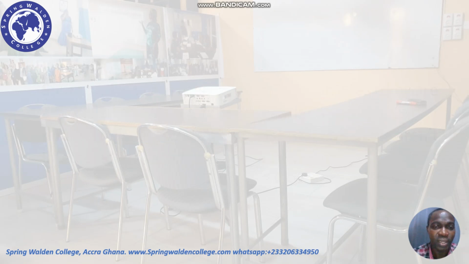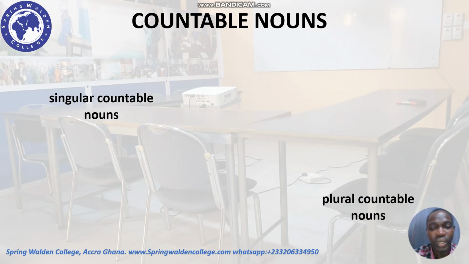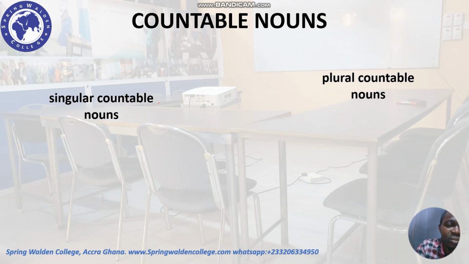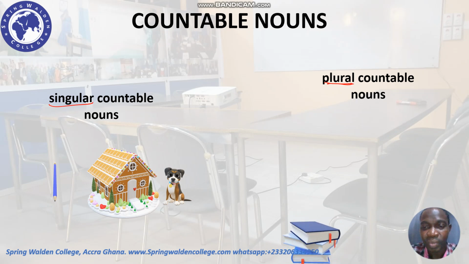Okay, let's look at it here. Now, countable nouns, they are nouns that we can count. So we have a singular countable noun, which means it is only represented by one item. So one house, one pencil, and then one dog. And then we have also plural. The countable nouns can be singular, okay, as it is here, and then they can be plural. So if they are plural, it means they are more than one.